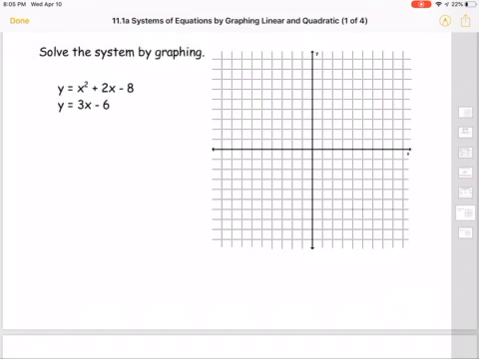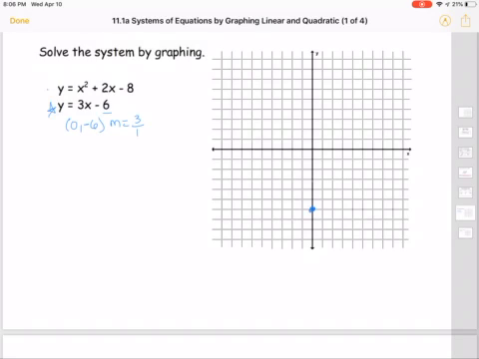So we want to solve this system by graphing. We're going to graph this quadratic and we're going to graph this linear equation. Let's actually start with this linear equation, y equals 3x minus 6. Recall that our negative 6 is actually our y-intercept. So we know our y-intercept is 0, negative 6. And our slope is 3, so we can write that as 3 over 1. So I'm going to graph the point 0, negative 6. So here's my 0, negative 6.